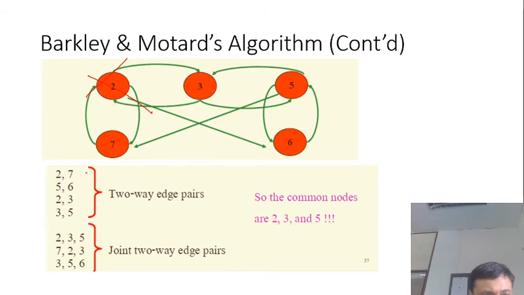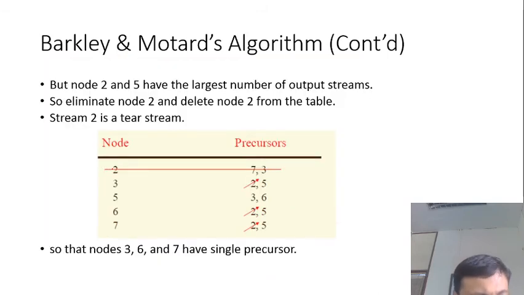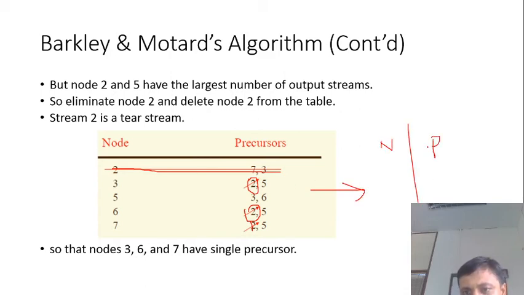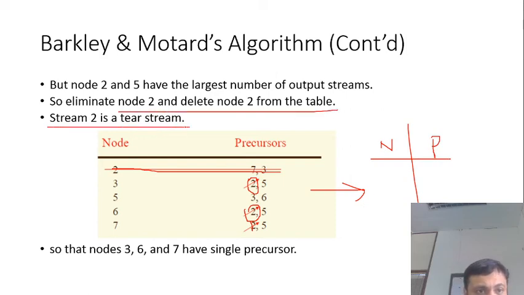So if I select 2, what happens is, the moment I select 2, 2 is eliminated, and wherever 2 appears in a precursor, I have to eliminate that. So what would be my table then? My new table, after eliminating 2 and putting that in a TS stream, 2 goes to the TS stream. So my new table will look like 3, 5, 6 and 7, and on the right-hand side, the precursors are 5, 3, 6, 5 and 5.